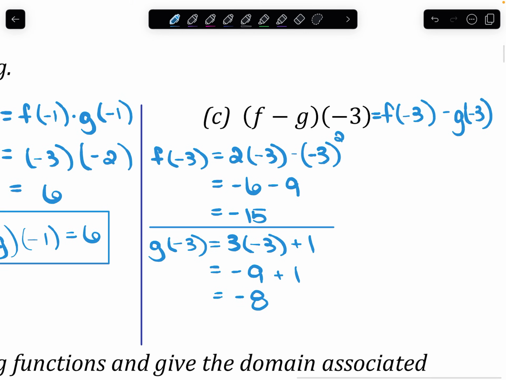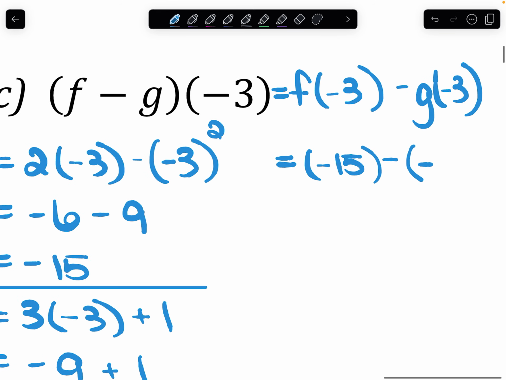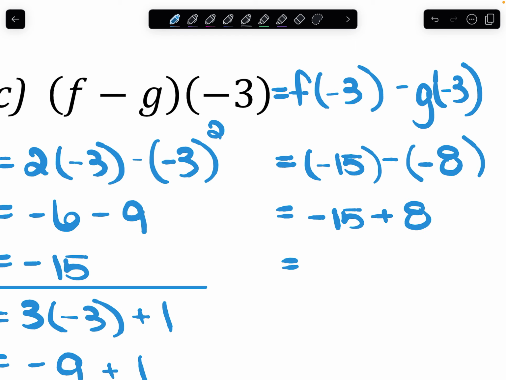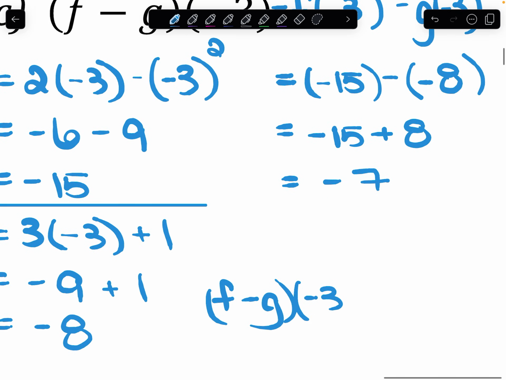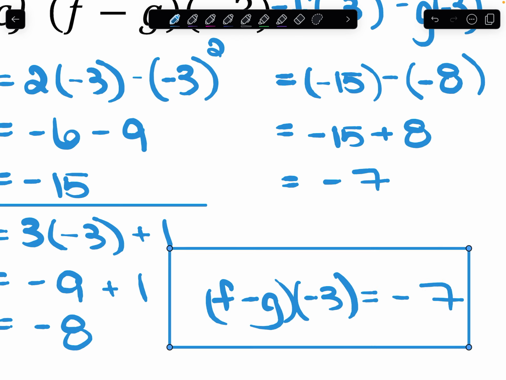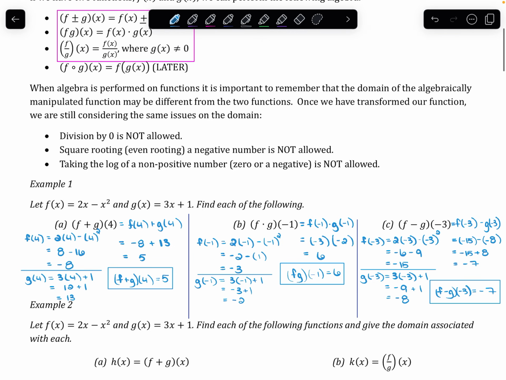So f of negative 3 is negative 15 minus g of negative 3, negative 8. So we have negative 15 minus a negative is a positive, and negative 15 plus 8 is negative 7. So f minus g of negative 3 is negative 7. All right, so there is your algebra on function values.